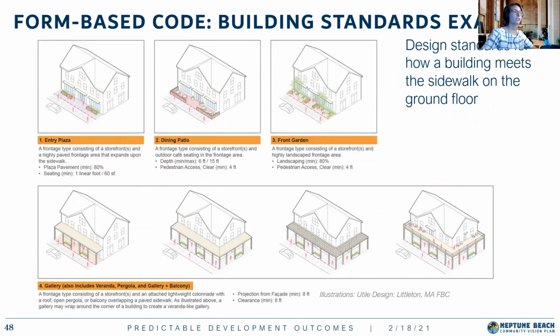And then, like I mentioned earlier, we have a number of frontage standards. So this applies to different transect zones. The images you're seeing are for a more urban environment that has active ground floor uses, commercial ground floor uses. And there's a number of different ways that the ground floor would be able to meet the street, whether there's a dining patio or front garden or some kind of gallery or second floor balcony.